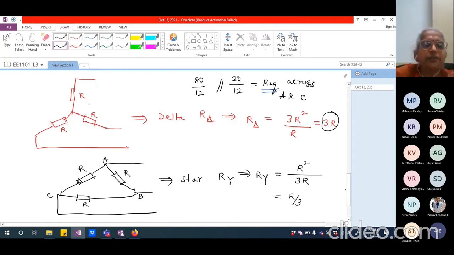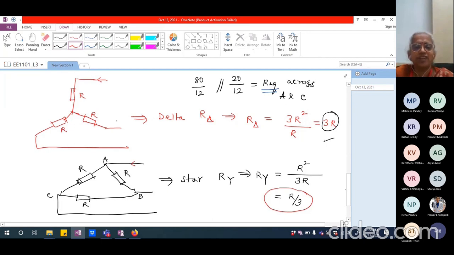So whenever I have a star with R, R and R, which is converted into delta, every branch is going to have a resistance of 3R. Whereas when I have a delta with R, R and R in each of the branches, whatever I get as the equivalent resistance per branch, that is going to be R by 3. This becomes extremely important from the point of view of what is the current that is flowing here and what is the current that is flowing here.